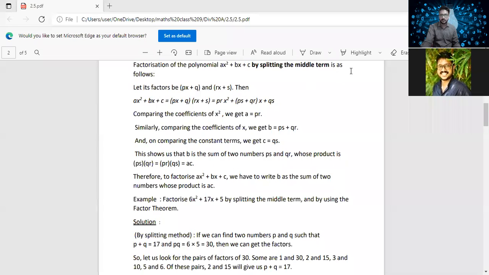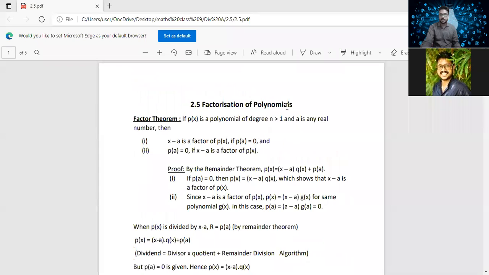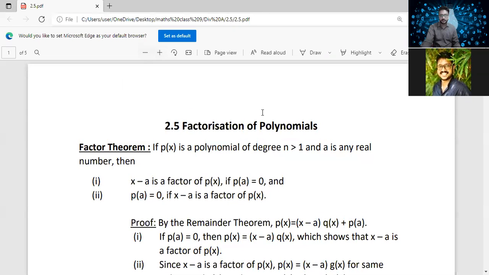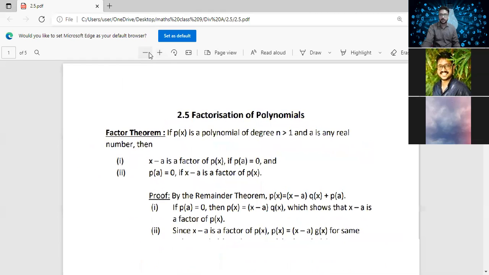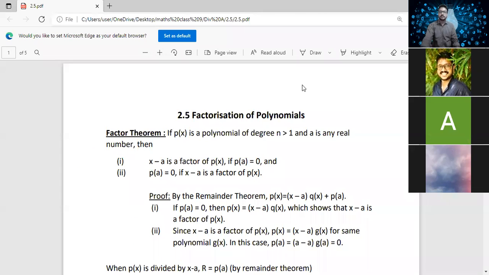So now I am sharing my screen. You can see this clearly, right? Yes, sir. Okay, fine. Yes, sir.